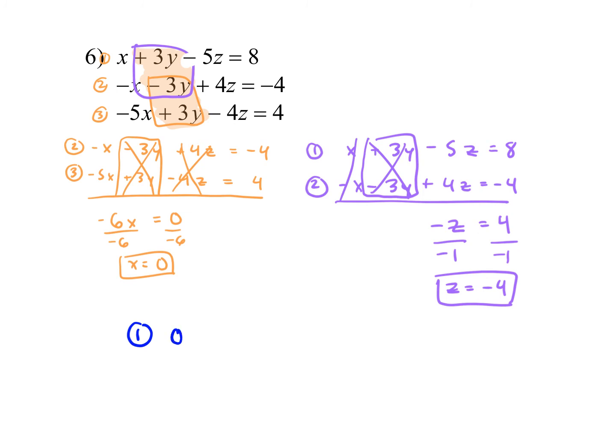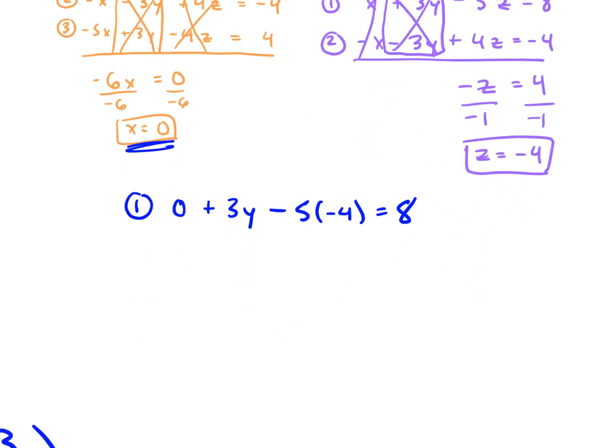So x is 0 plus 3y. We don't know what y is yet. Minus 5z. And what's z? Negative 4 is equal to 8. X is equal to 0, because we had 0 divided by negative 6, which is 0. All right, so from here, I'm just solving. What do I need to do first to solve for y? And what's negative 5 times negative 4? 20. So 3y plus 20 is equal to 8. I just got rid of the 0 because it's just 0.